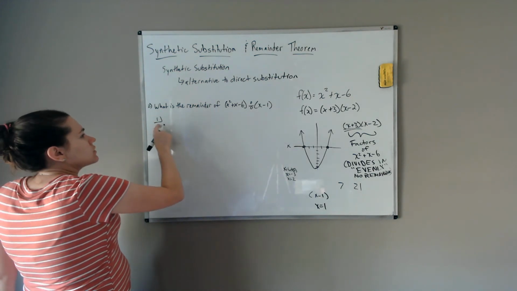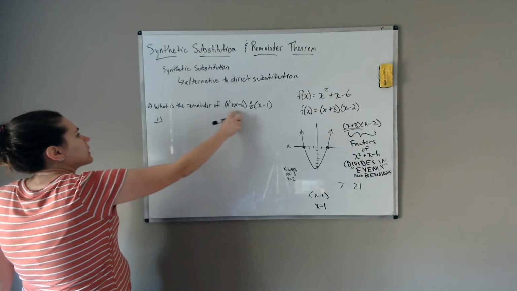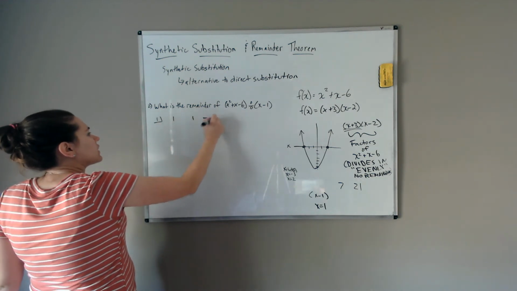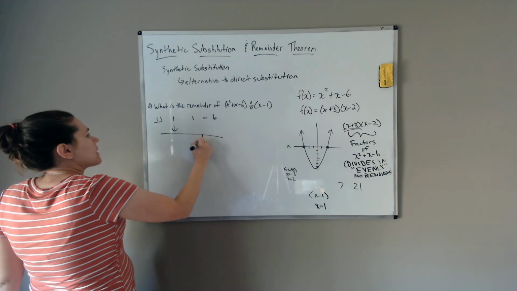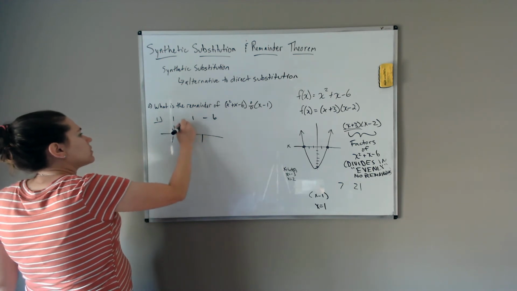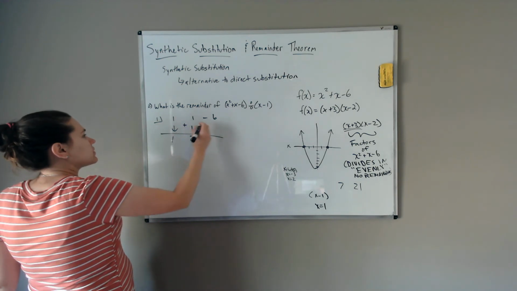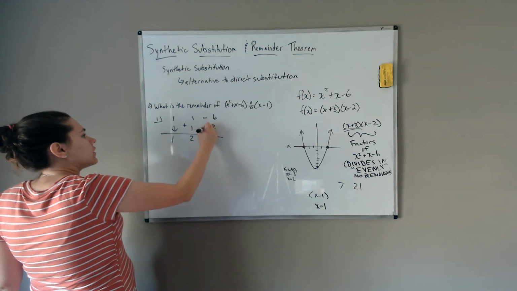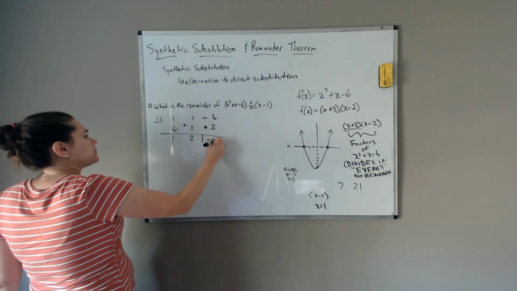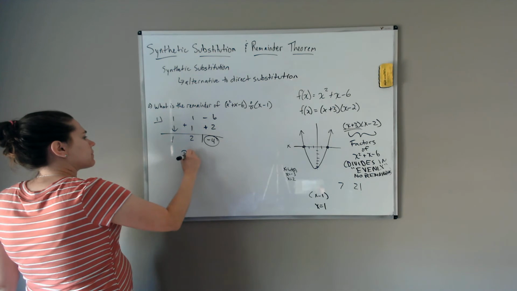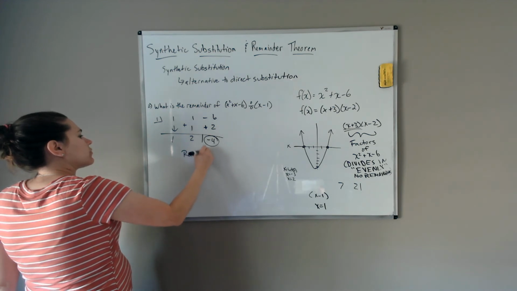So we put 1 in the box. We don't need any placeholders. 1, 1, negative 6. Bring down the first. 1 times 1 is 1. 1 plus 1 is 2. 2 times 1 is 2. Add the column. That gives us negative 4. So the remainder is negative 4.